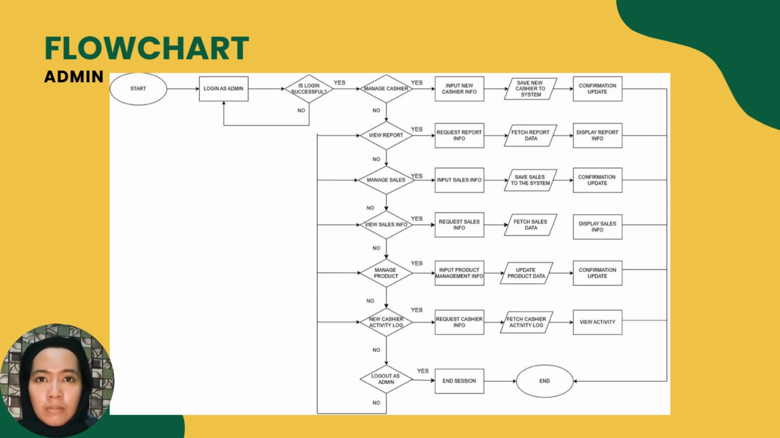The admin has a much broader range of capabilities, as you can see from the flowchart. The process, like the cashier, begins with a secure login and unsuccessful login prompts for re-entry of credentials. Upon successful login, the admin has access to a comprehensive dashboard. From here, they can manage cashier. This includes adding new cashier profiles to the system.